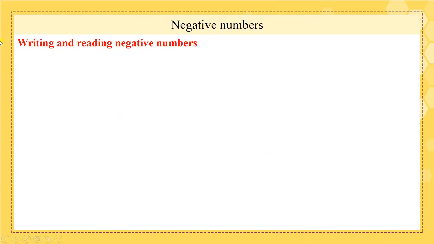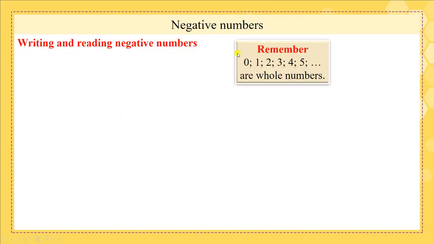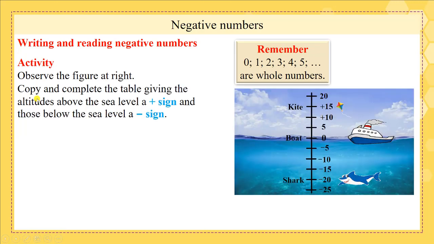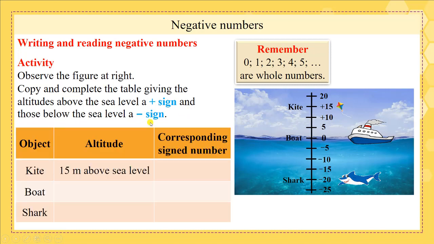Let's start. Writing and reading negative numbers. Remember, 0, 1, 2, 3, 4, 5, and so on are whole numbers. Activity. Observe the figure at right. Copy and complete the table giving the altitudes above the sea level a plus sign, and those below the sea level a minus sign. Please pause the video and try to solve this activity.